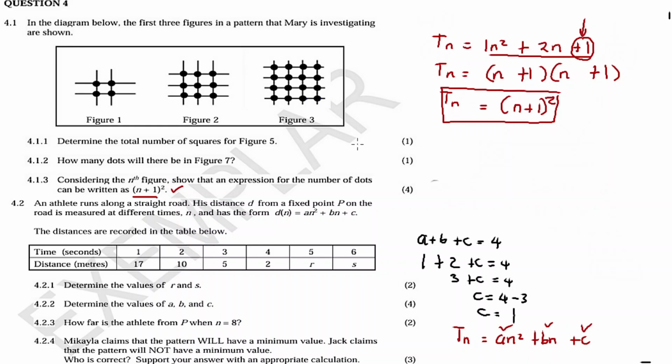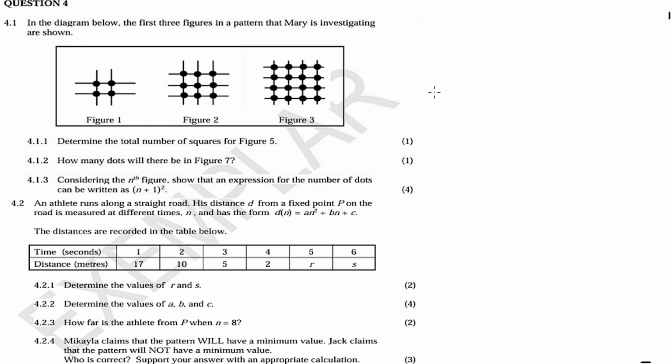Okay, then 4.2. An athlete runs along a straight road. His distance d from a fixed point P on the road is measured at different intervals. Okay, a distance d from a fixed point P on the road, and it has the form dn is equal to this.